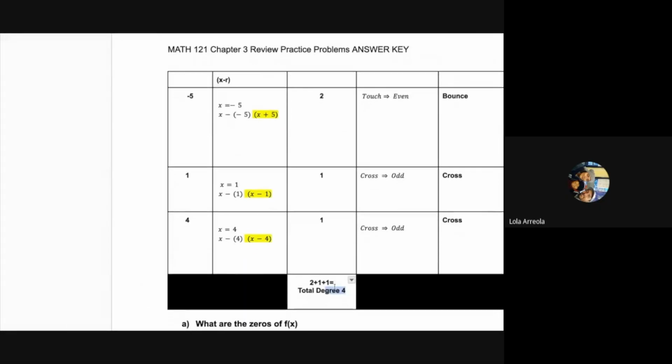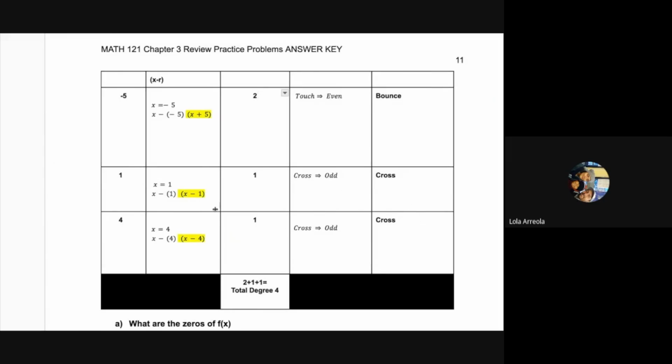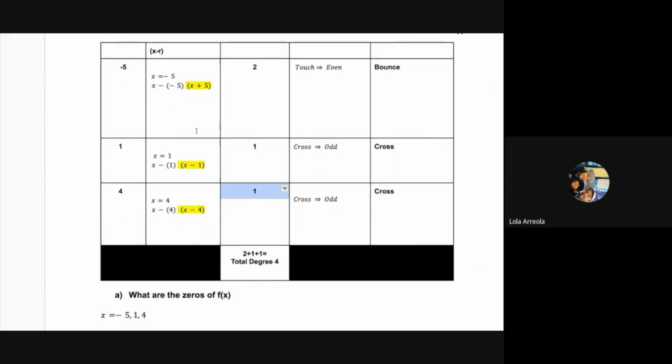How could these possibly add up? Well, I know this one has to be even. So for the other examples, it's been 1, 1, 1. But does 1, 1, 1 add up to total degree 4? No. And plus, is 1 an even multiplicity? It has to be even because I have a bounce at that point. So the only possible way that these add up with the consistency of what is happening in the graph, that it's crossing through these points, therefore the multiplicity must be odd, is that the multiplicity of x plus 5 is 2, the multiplicity of x minus 1 is 1, and the multiplicity of x minus 4 is 1 as well.